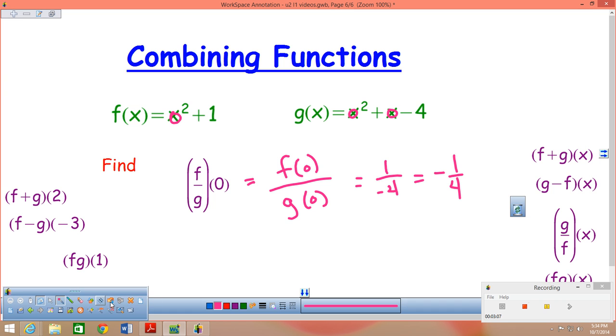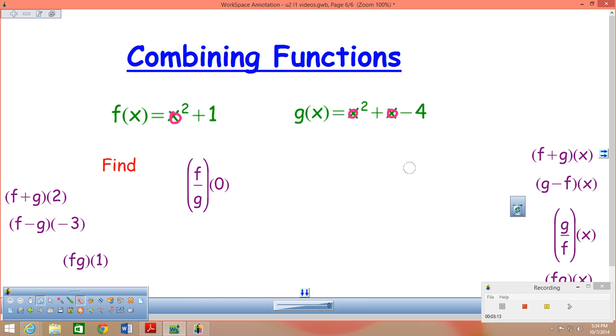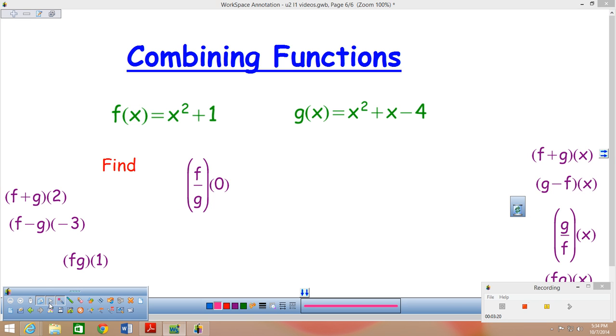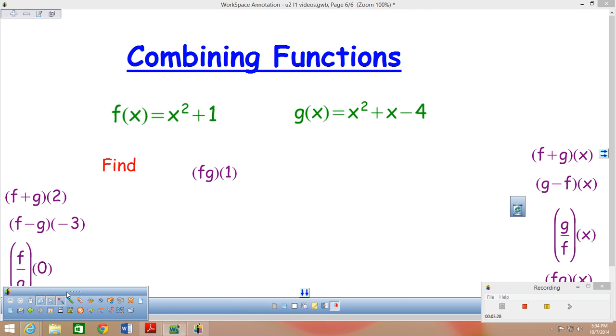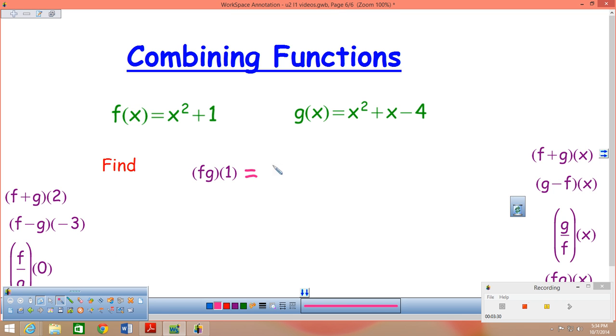Okay? So now then, let's do one final operation over here with numbers. That would be multiplication. Okay. Remember, when a letter is touching another letter, that means multiplication. So this right here simply means f of 1 times g of 1.